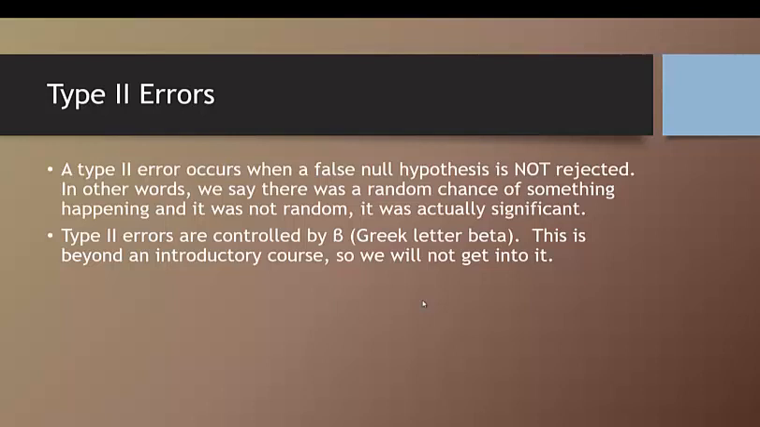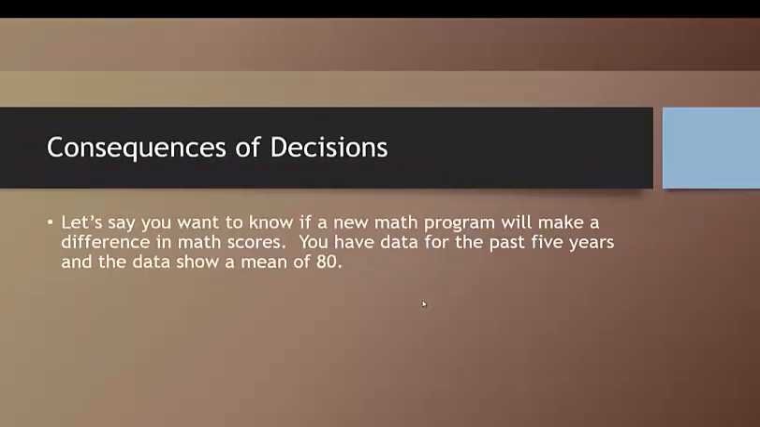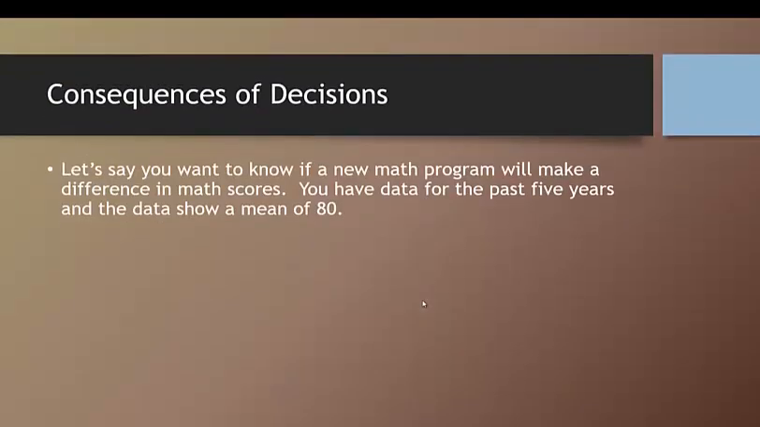Type 2 errors are controlled by beta, the Greek letter beta, and actually type 2 errors are a little bit beyond the scope of this course, but I did want to introduce them to you. And if you fall in love with statistics and take another statistics class, you will come in contact with beta and how to control for beta. But let's look at the consequences of these decisions.